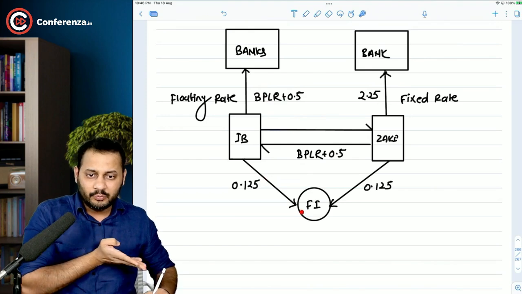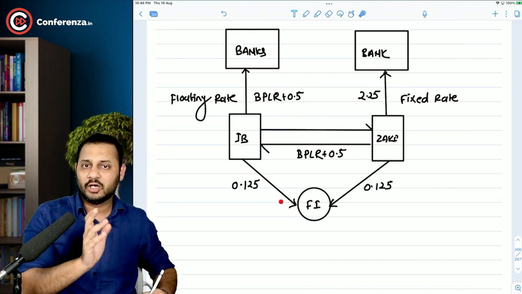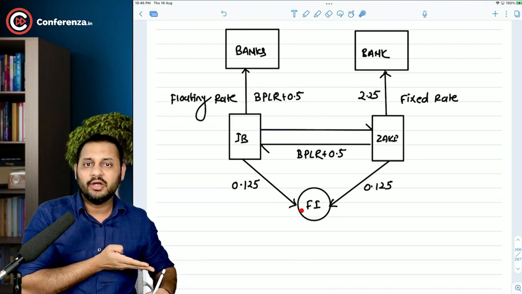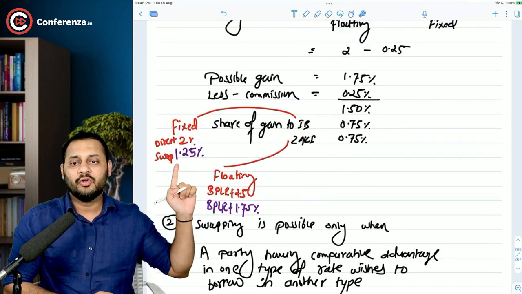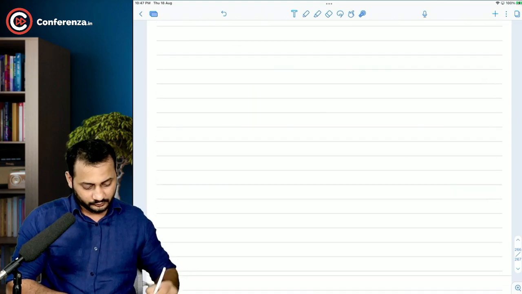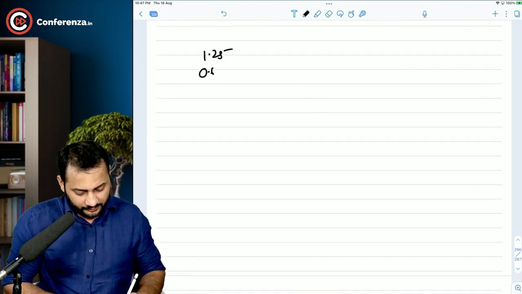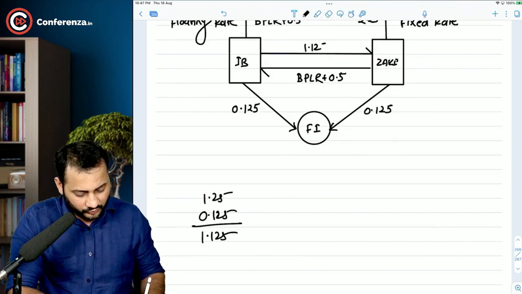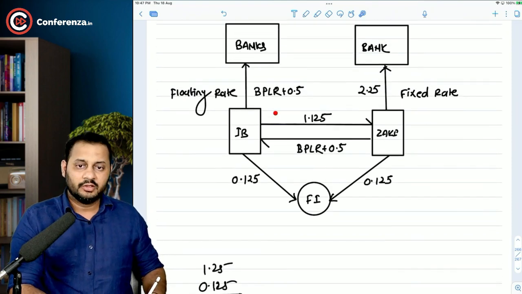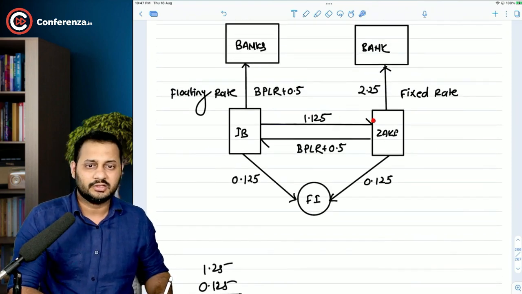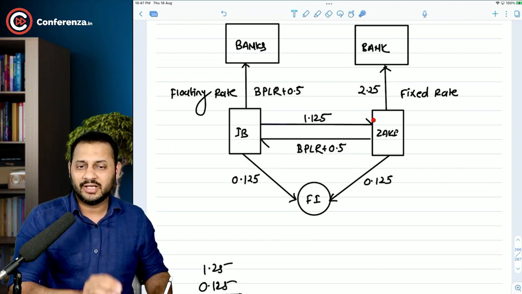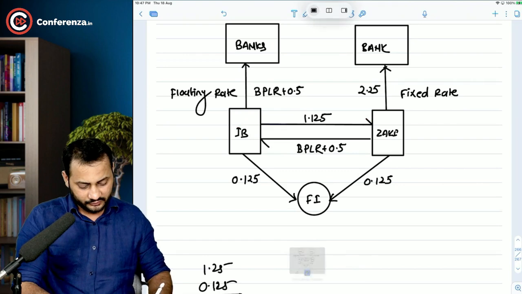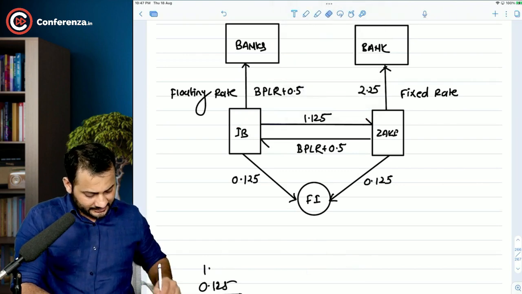Now we paid in total 0.125. The net outflow right now for IB is 0.125. How much should the total outflow be? 1.25. That's it. We have already paid 0.125 to the dealer. How much is left? 1.125. So 1.125 will be paid by IB to Zaki. That's the end of the story, and you can calculate each cash flow for each party. It will end up in exactly what we wanted.